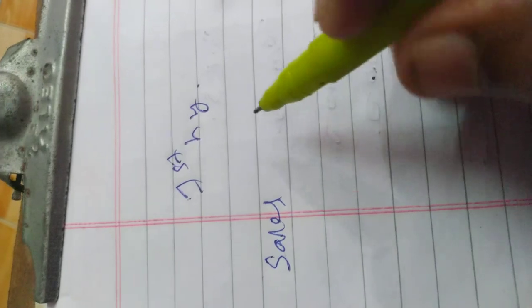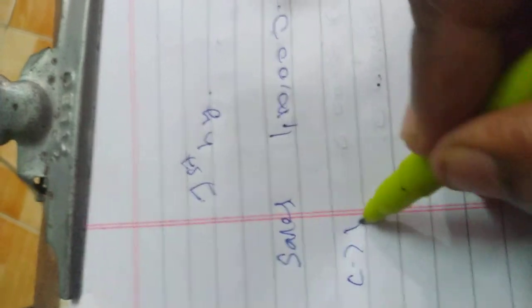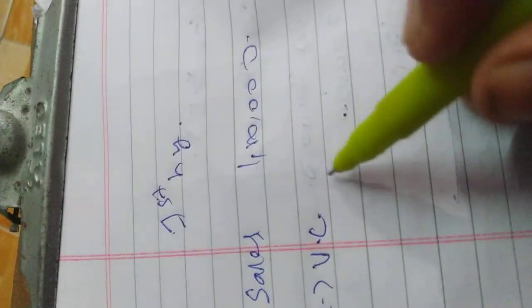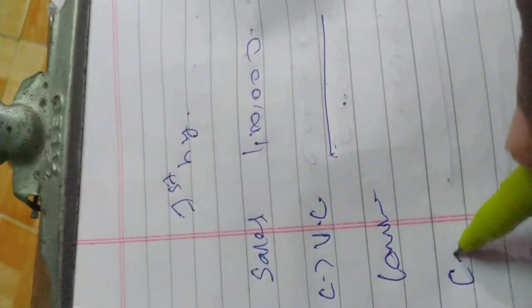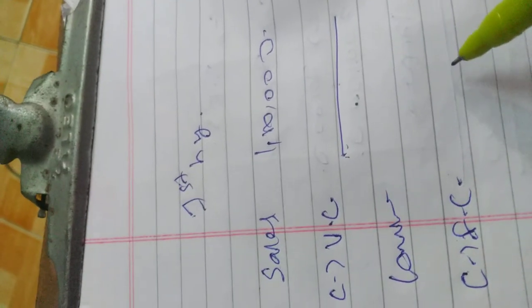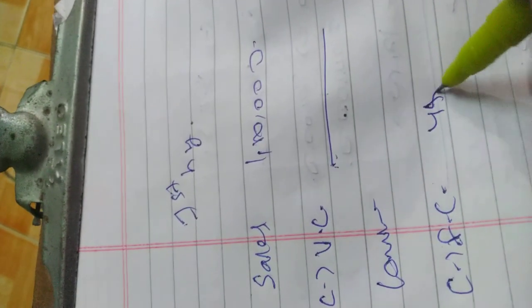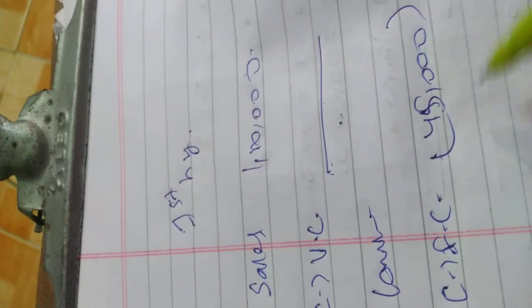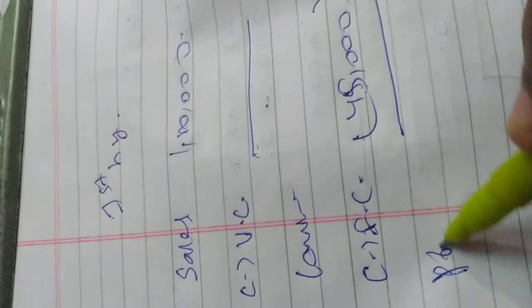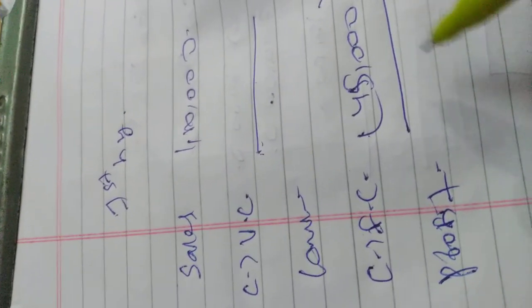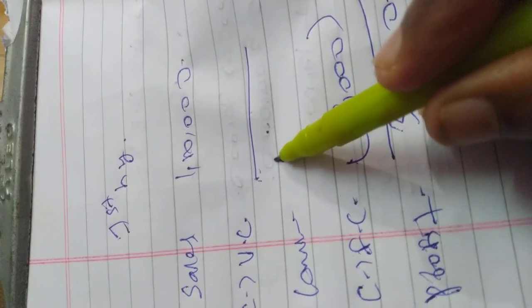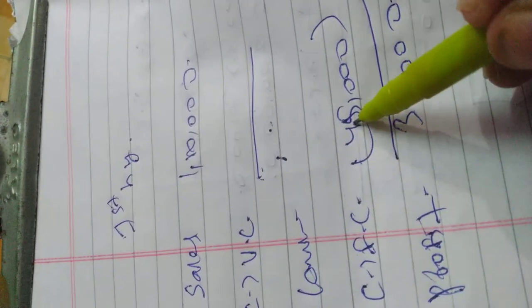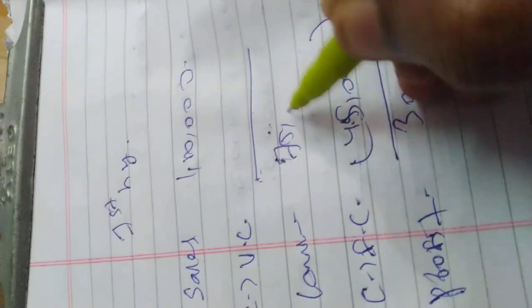Sales is given, 1,50,000, minus variable cost, we have to identify the contribution. Then minus fixed cost. Fixed expenses is given in the question, 45,000. If you minus 45,000, the profit is given in the question, 30,000. So what is the contribution? 30,000 plus 45,000 equals contribution, 75,000.